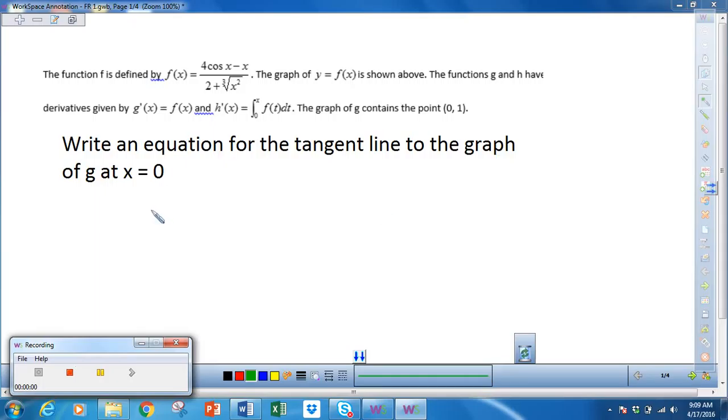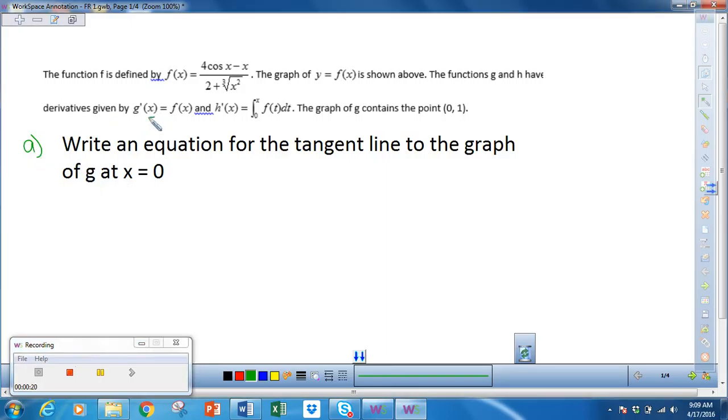We're going to look at question 1 from the practice exam, the free response question 1. This was a calculator active question, and most of you got this part of the answer correct. This is part A. Most of you got this correct.